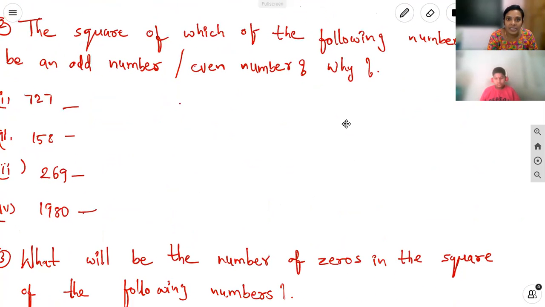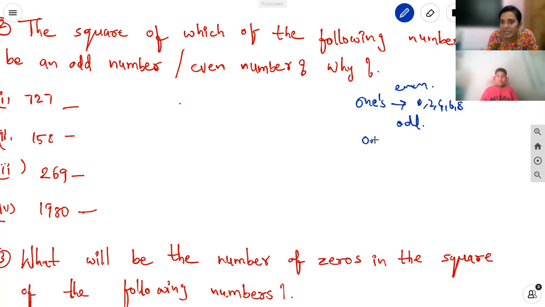The next one, second problem: the square of which of the following numbers would be an odd number or even number? Why? What is the meaning of odd number and what is the meaning of even number? How to identify odd and even: the ones place values 0, 2, 4, 6, 8 are called even numbers. The odd numbers are those with ones place belonging to any one of 1, 3, 5, 7, 9.